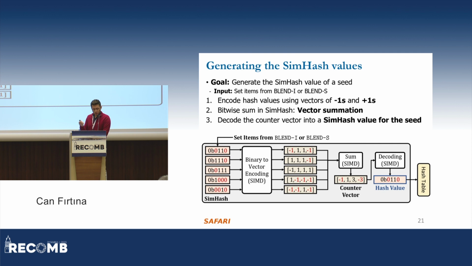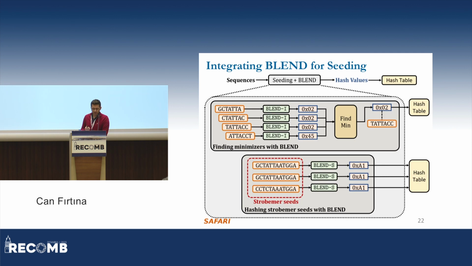And we do this using the SIMD operations, and then we perform vector summation again using SIMD to calculate the counter vector, and then we decode that counter vector into a hash value. And then we can use this basically hash value with a hash table to identify the fuzzy seed matches.